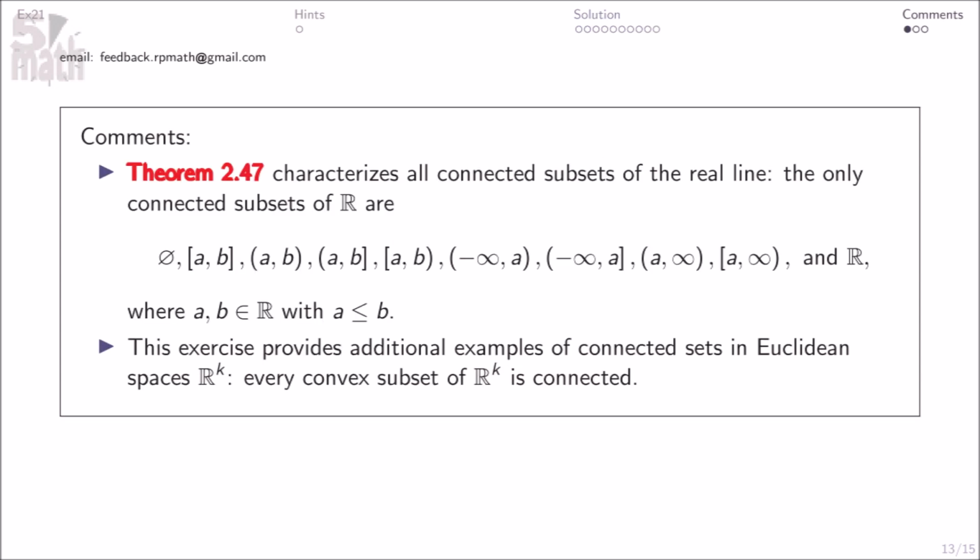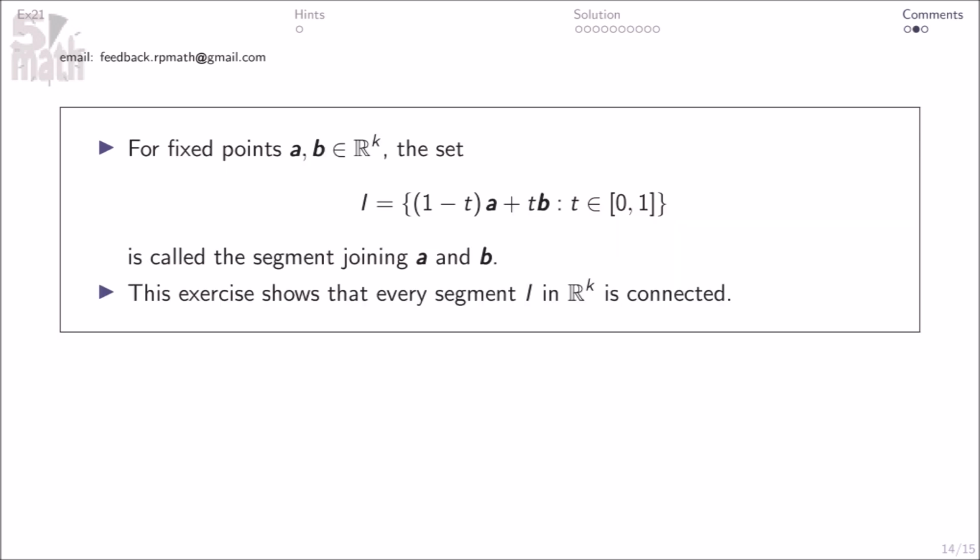Comments. Theorem 247 characterizes all connected subsets of the real line. The only connected subsets of R are this, where A, B element of R with A less than or equal to B. This exercise provides additional examples of connected sets in Euclidean spaces Rk. Every convex subset of Rk is connected. For fixed points A, B in Rk, the set I equaling this is called the segment joining A and B. This exercise shows that every segment I in Rk is connected.